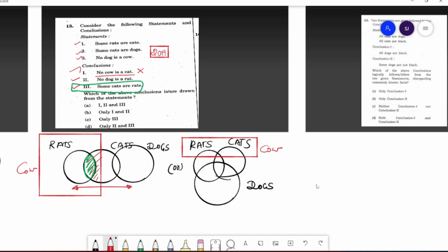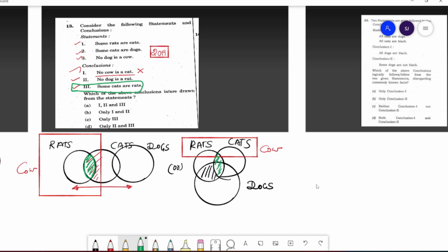So now come to this conclusion. Now see, no cow is a cat. You cannot say that. See here also it is overlapping. No dog is a rat. That also you cannot say, because it is overlapping here. Some cats are rats. You check this point. Some cats are rats. Here also it is overlapping. So if you think about it, some cats are rats. Here also I am going to shade the green portion. Here also it is overlapping.